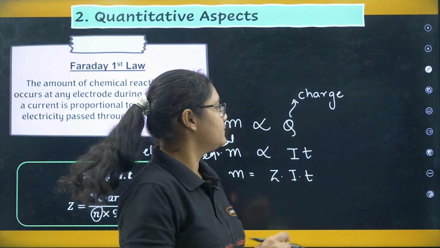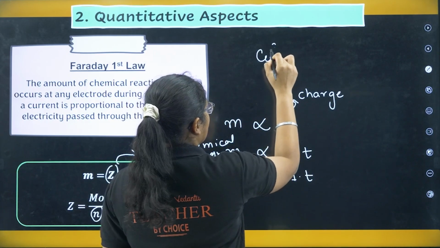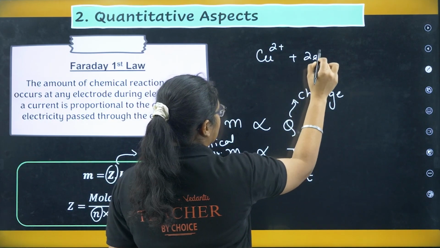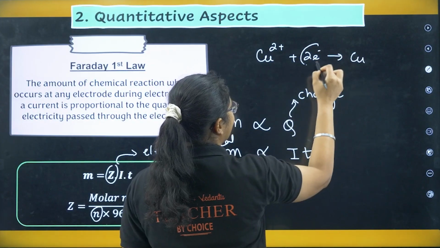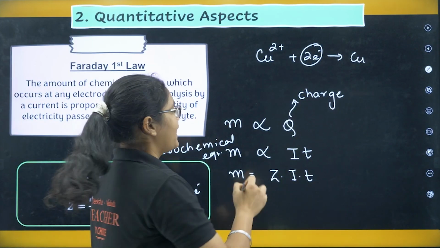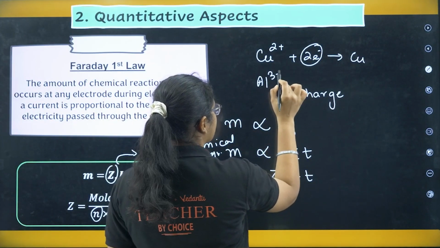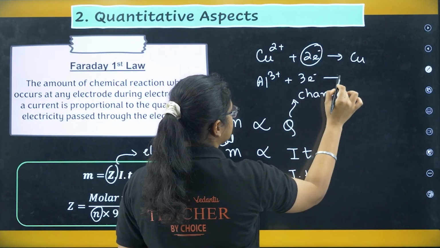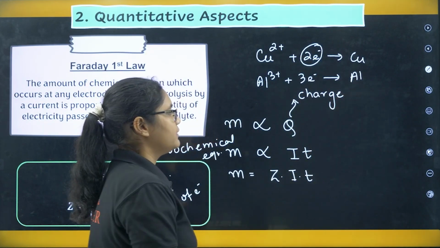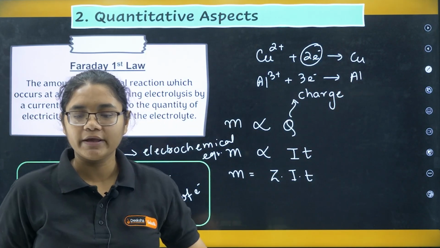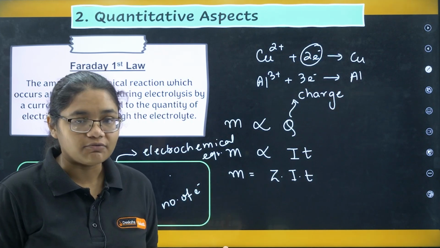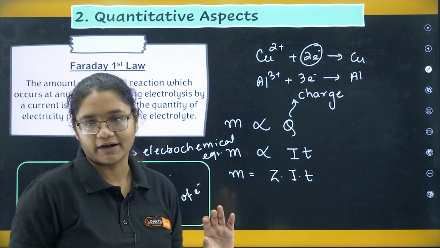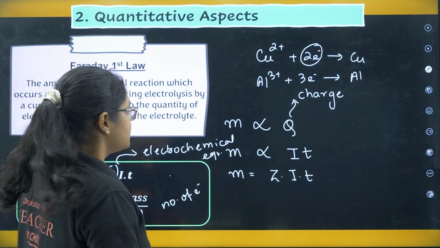For example, if you have copper, it will require 2 electrons, so the N factor here is 2. If I have aluminium, it will require 3 electrons, so the N factor for aluminium is 3. So the number of electrons involved in a reaction is your N factor. That is your Faraday's first law.